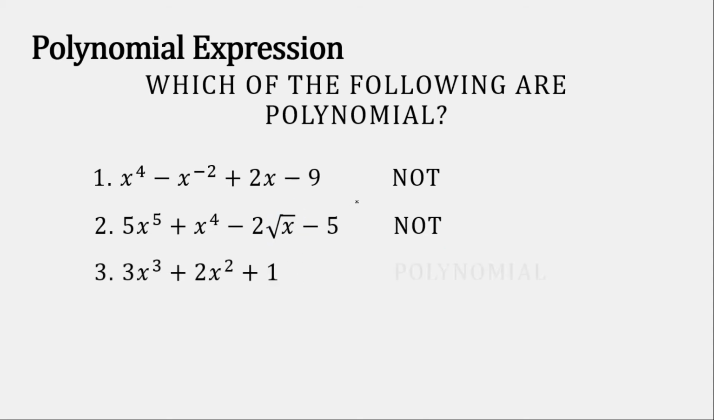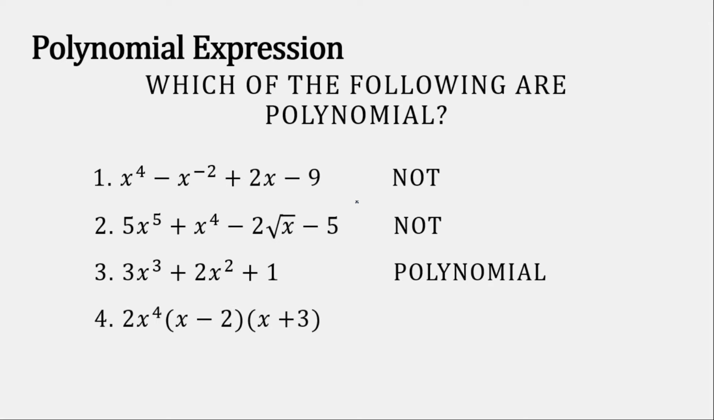Number 3 is a polynomial. All variables are raised to non-negative integers. Same as well with number 4. It's somewhat confusing, but all you have to do is multiply it with each other, and you can see that the exponent of x is a non-negative integer.